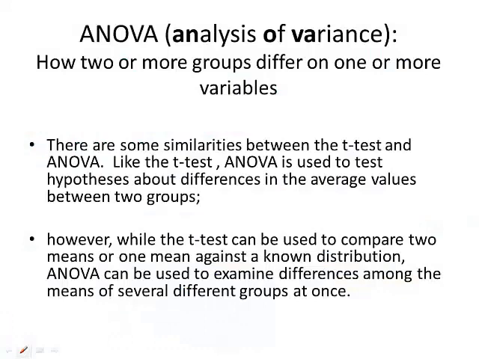Now let's talk about ANOVA, analysis of variance, or how two or more groups differ on one or more variables. There are some similarities between the t-test and ANOVA. Like the t-test, analysis of variance is used to test hypotheses about differences in the average values between two or more groups. However, while the t-test can be used to compare two means, or one mean against a known distribution, analysis of variance can be used to examine differences among the means of several different groups at once.